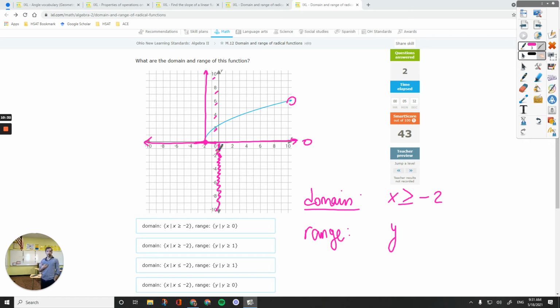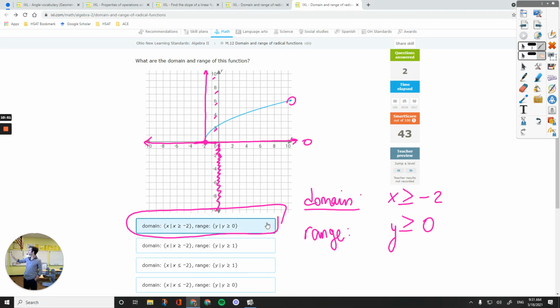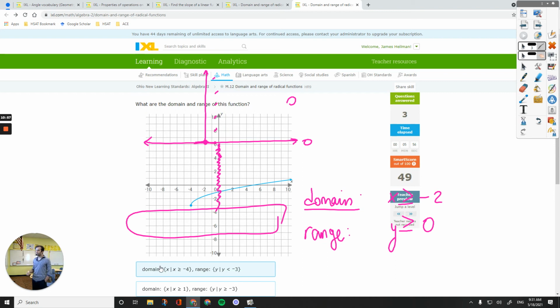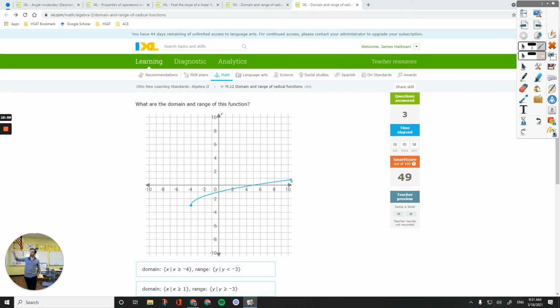So my boundary is 0. For the range, y is going to be greater than or equal to 0. This is what I'm looking at. x is greater than or equal to -2. y is greater than or equal to 0. This right here. So we submit it and move on. So that's the only thing that might be confusing when you decide the domain and range altogether.